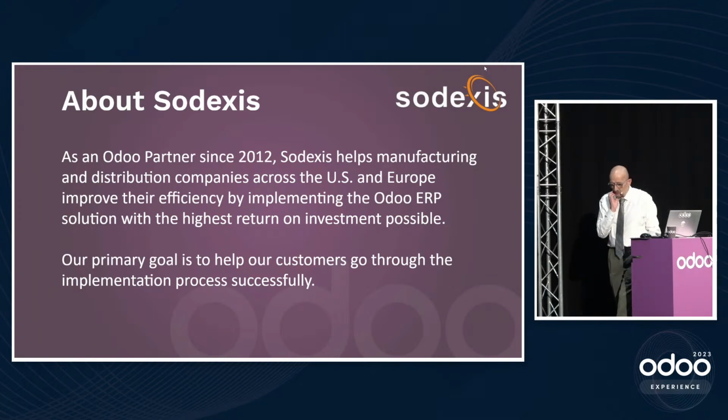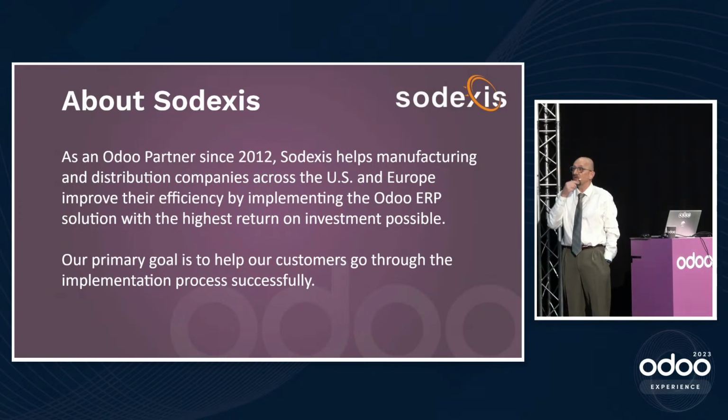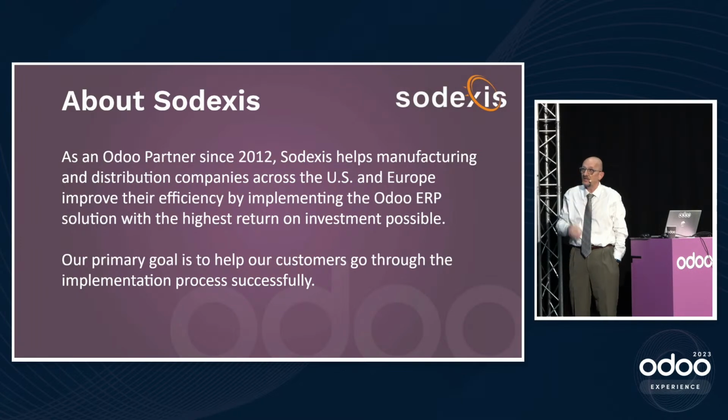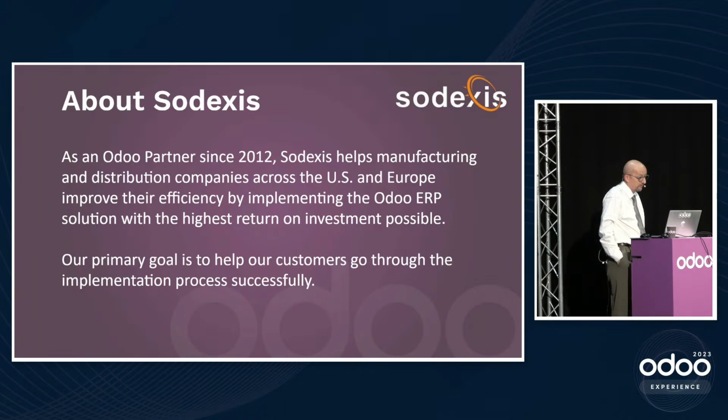So, as an Odoo partner since 2012, Sodexis helps manufacturing and distribution companies across the US and Europe to improve their efficiency by implementing the Odoo ERP solution with the highest return on investment possible. So really our primary goal is to always help our customers go through the implementation process successfully.